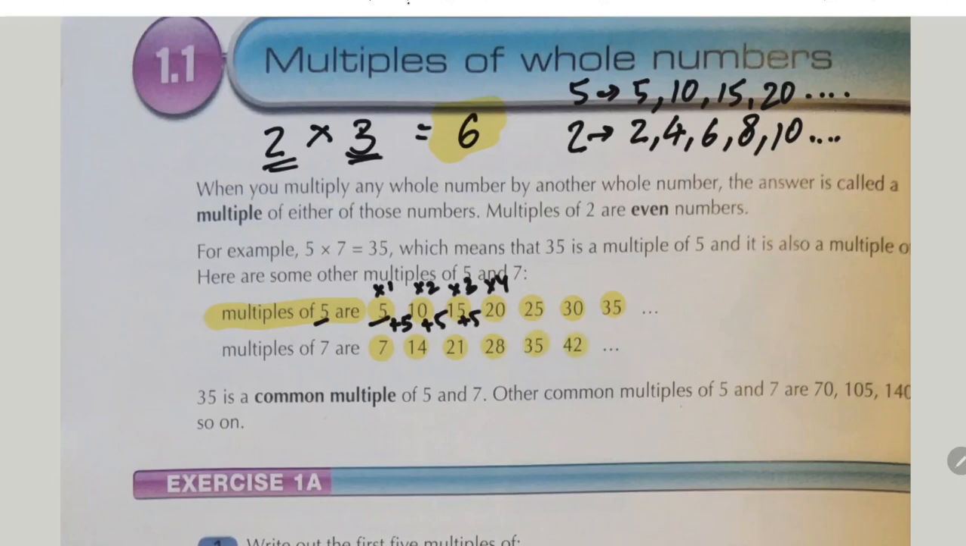Now, what is a common multiple? If you look at the multiples of 5 and the multiples of 7, I can see that 35 is a multiple of both numbers. So this is a common multiple. 35 is a common multiple of 5 and 7. Now let's start with the exercise.